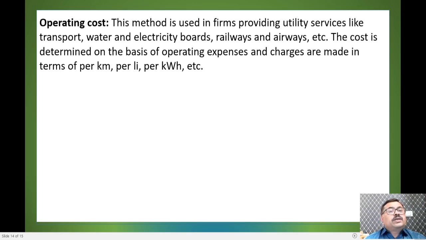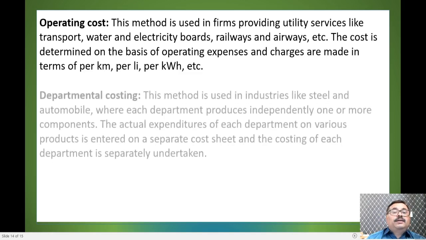Next is the operating cost. The operating cost is nothing but the service which you have given, or number of hours of operation, or number of kilometers that you have run, like the transport department or the water and electricity boards, railways or the airways or the bus services which they provide you. The cost is determined on the basis of operating expenses, and the charges are made in terms of per kilometer or per liter or per kilowatt hour. Like this, the cost will be calculated.